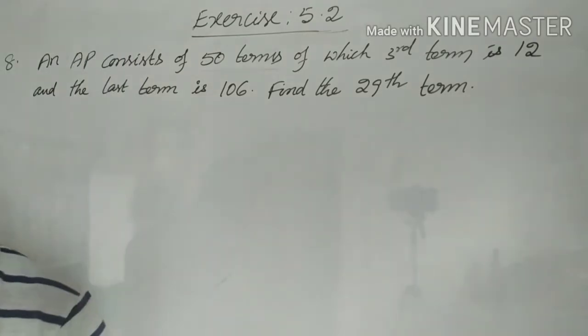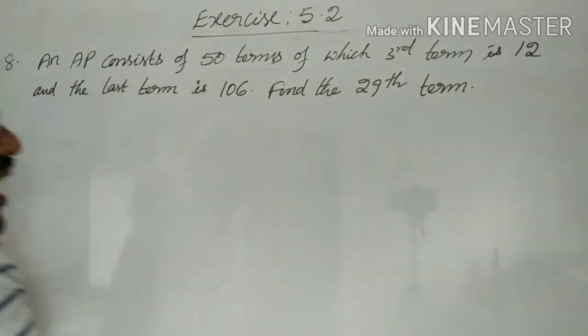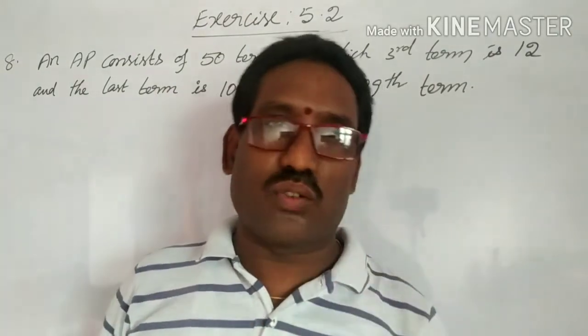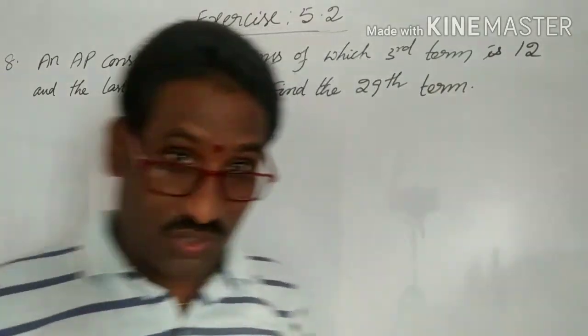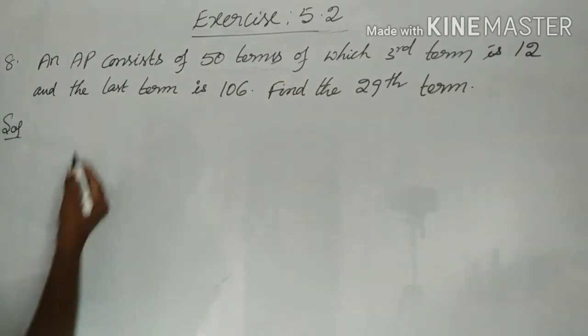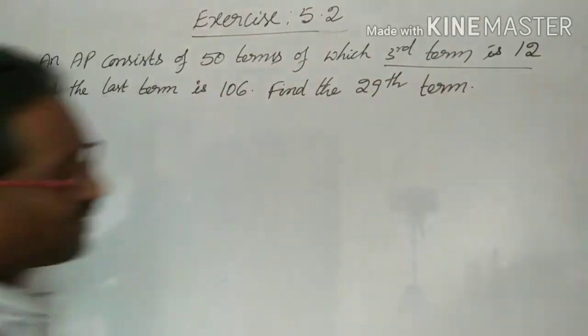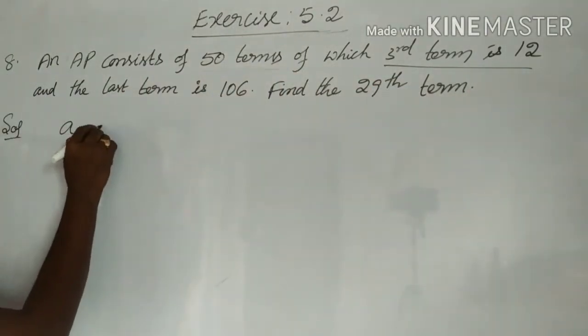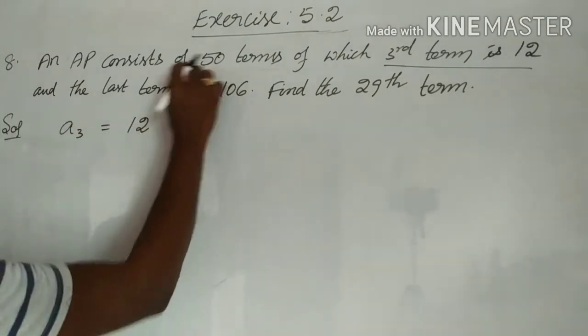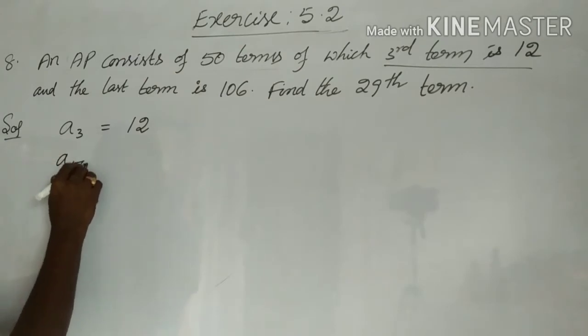Now see, I will tell the short method only. Already same model before, 7th model only this one. That long method also you try yourself. Short method once again I will teach you. Don't confuse. Listen carefully. Very, very useful for competitive exam also. Here first what is given? Third term, A3 is equal to 12. The last term, 50th term, A50 is equal to 106.